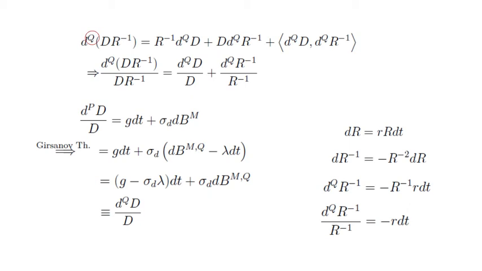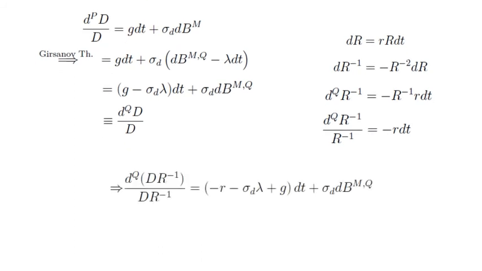Now, let's connect the results. If we want to have the change of D R to the minus 1 divided by D R to the minus 1, we get the following good-looking relationship, which says it equals minus r minus sigma D lambda plus g dt plus sigma D dBm under Q. So this again highlights that under the risk-neutral measure Q, the risk-free discounted dividend streams grow with the expected dividend growth rate g minus the full discount rate, meaning you are discounting by the risk-free rate and by the risk premium.